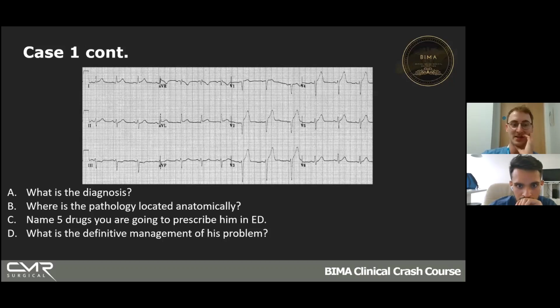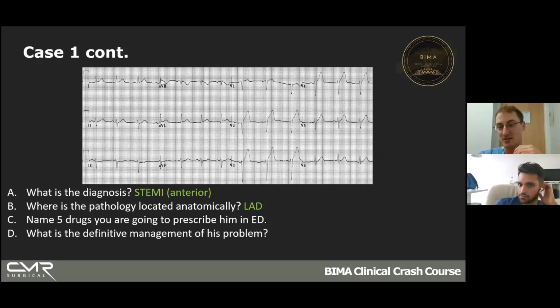LAD, fantastic. You guys are on it. You've clearly learned something. This is good news. So yeah, anterior STEMI is the diagnosis. Very good. And you've already pointed out the second question as well, which is that the pathology is in his LAD because he's got some ST elevation in V2, V3, and V4, which is the LAD. So he's having an anterior STEMI. Can we name some drugs that we're going to give him in A&E?